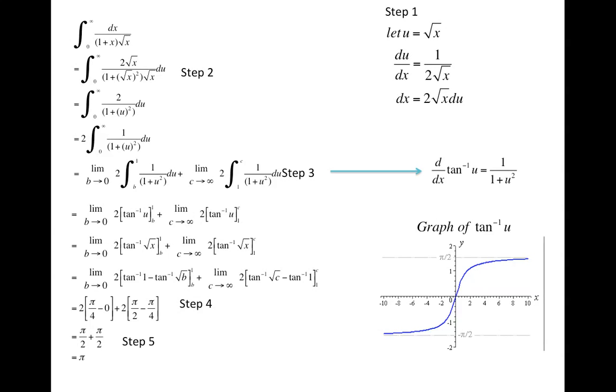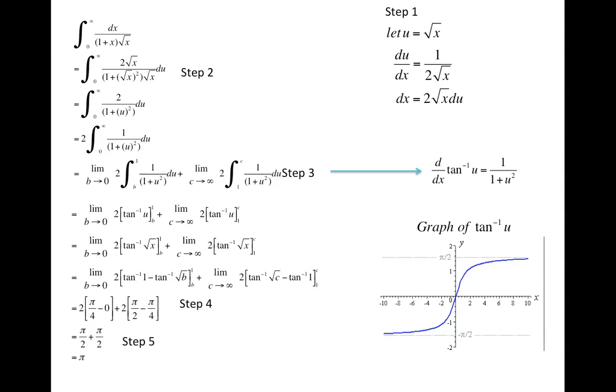So as we plug in the values, we must plug in u equals square root x first, because initially in step 1 we let u equal square root x. So for the next step, when we plug in the values, we get 2 times arctangent 1 minus arctangent b, plus 2 times arctangent c minus arctangent 1. So arctangent 1 is equivalent to pi over 4, where arctangent b, or arctangent 0, is equivalent to 0.